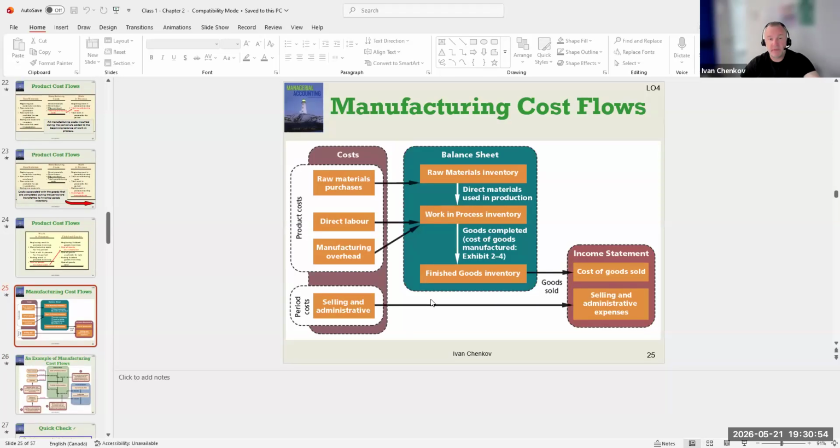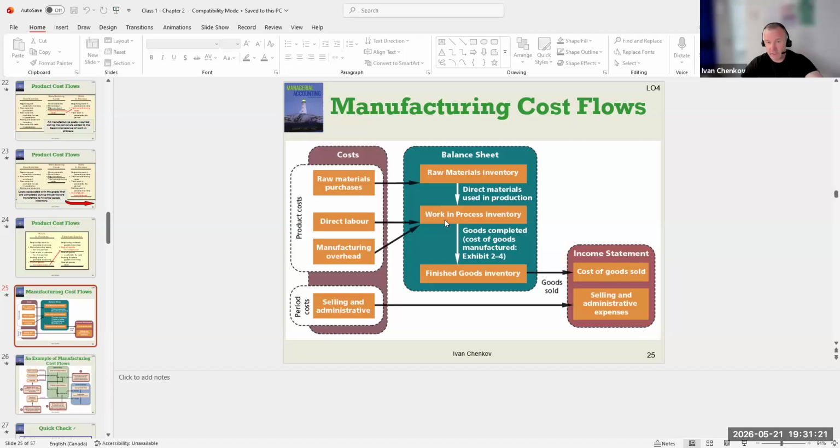Another perspective here, product cost. Which is the product cost? Raw material, direct labor, manufacturing overhead. What we're going to do with that? Raw material, we're going to purchase it from outside. We're going to put them in the raw material inventory. Then from there, we're going to get the direct material, which is used for the production, and we're going to move it to the work in process account.